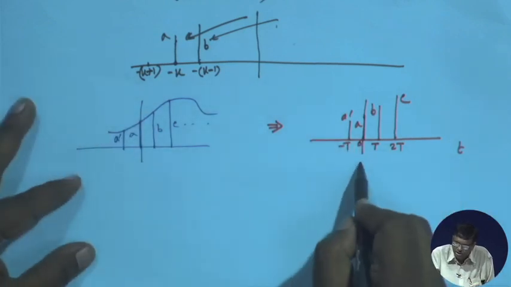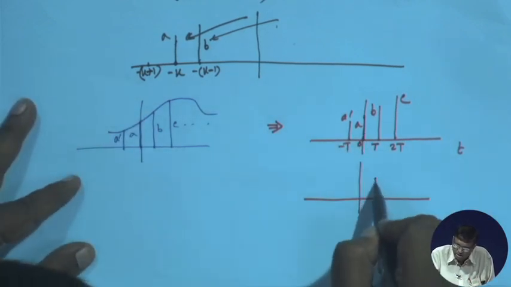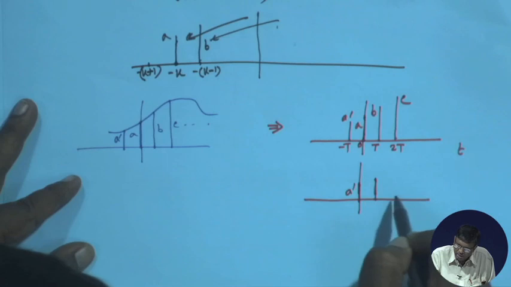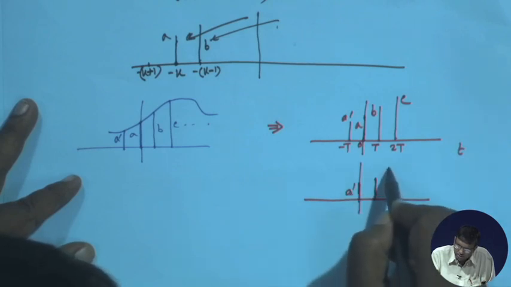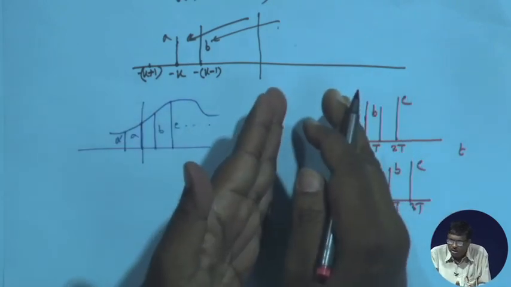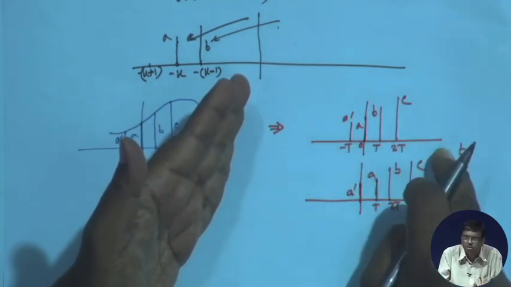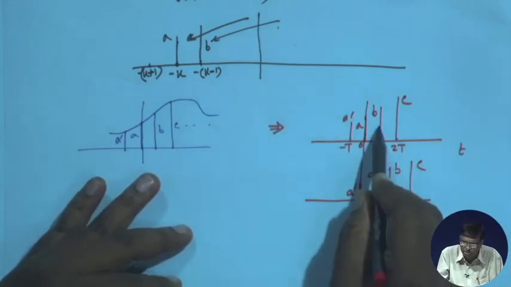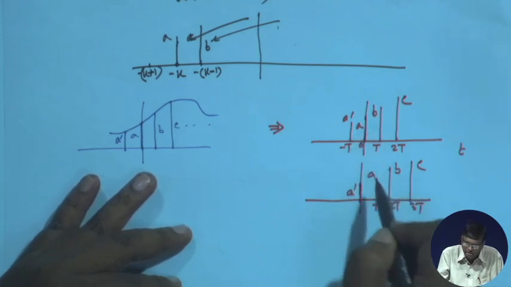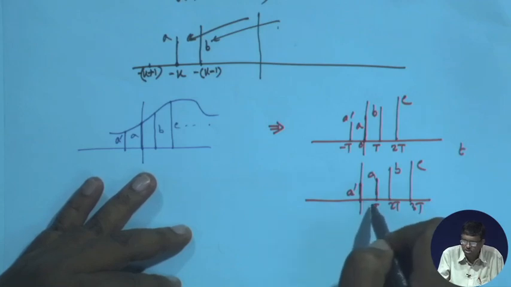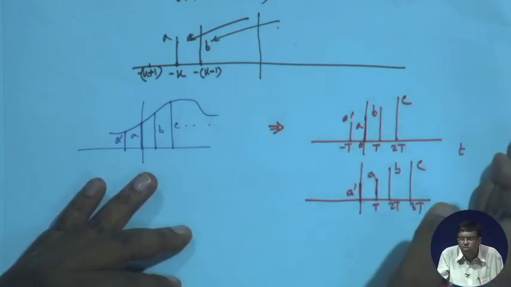Now, if I shift it to the right by 1, say, A will go here, A prime will come here, B will go here, C will go here. So, this is T, A will come to T, B will come to 2T, C will come to 3T. If this sequence is plotted as a function of time, it is delayed, because C was coming at 2T, now it is coming at 3T, B was coming at T, now at 2T, A was coming at 0, now at T, and A prime was coming at minus T, now at 0. So, it is delayed by an amount capital T.